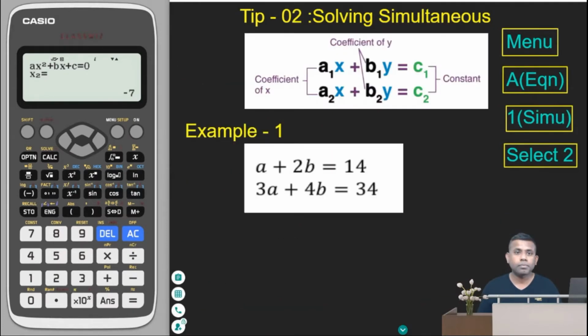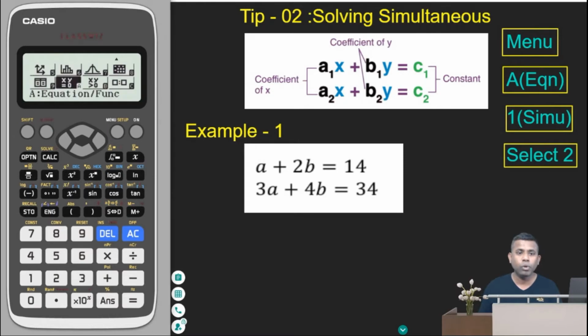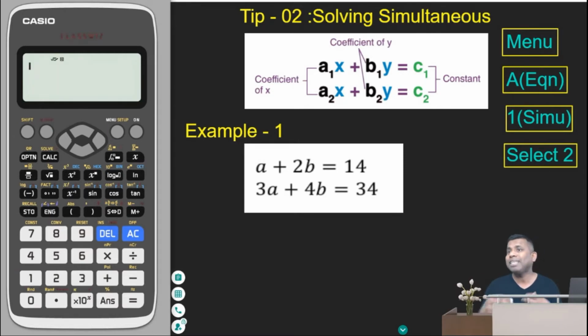Tip number 2. Have a look at the screen. Solving simultaneous equations may end up with a lot of problems during your exam time, right? So let me explain. Simultaneous equations in your GCSE exam are a 2 variable, 2 equation system. So a1x plus b1y equals c1. a1 is the coefficient of x, b1 is the coefficient of y, and c1 is the constant.